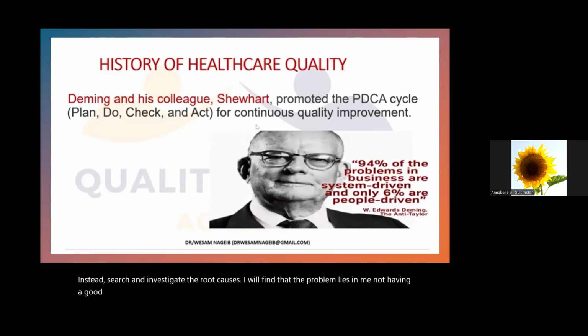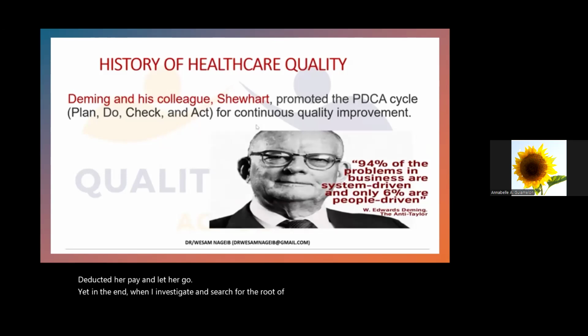So, for example, if a nurse made a mistake and the patient was harmed accidentally, and I punished the nurse, saying to her, "You are negligent, you don't focus, you're not alert to your work," and so on. I punished her, deducted her pay, and let her go. Yet, in the end, when I investigate and search for the root of the problem, I find that the nurse, while administering the medication, found that the two drug boxes had the same shape, the same external appearance, and they were placed next to each other.